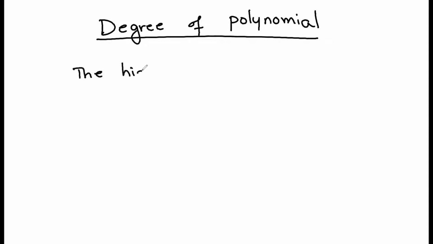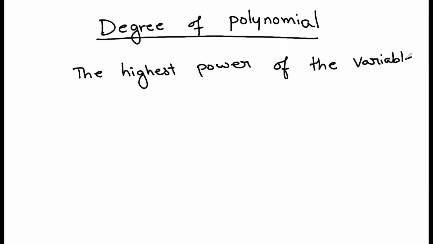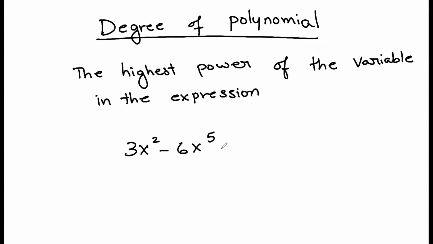Let us talk about what is called the degree of the polynomial. The highest power of the variable in the expression is called the degree of the polynomial. For example, let's say we have 3x squared minus 6x to the fifth power minus 2x. And I ask you, what is the degree of this polynomial? We look at the exponents of the variable. So if you notice, the variable in this expression is x, and we look for the exponent of x.